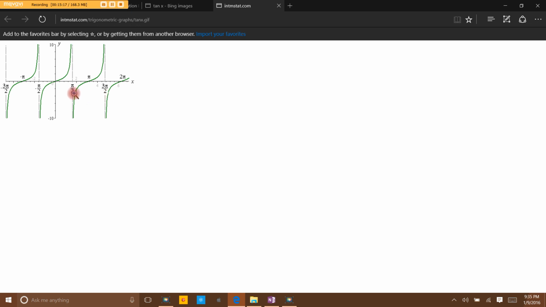Cool. So you see how the multiples of pi over 2 and 3 pi over 2, negative pi over 2, all those are essentially asymptotes, and any integer multiple of pi, like pi, 2 pi, all of them, that's 0. Cool. Hopefully that helped.